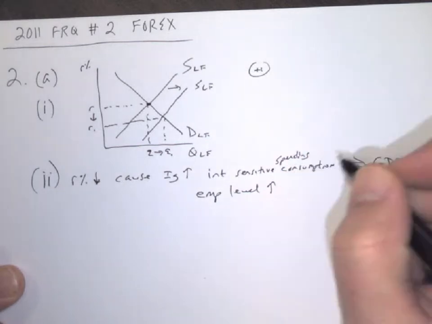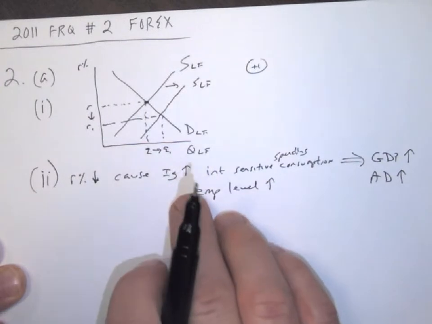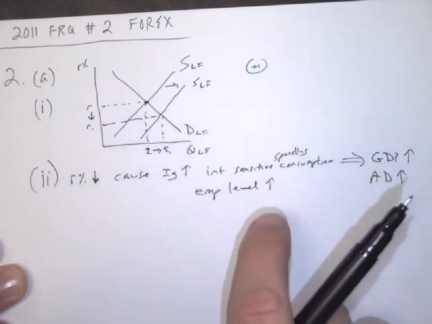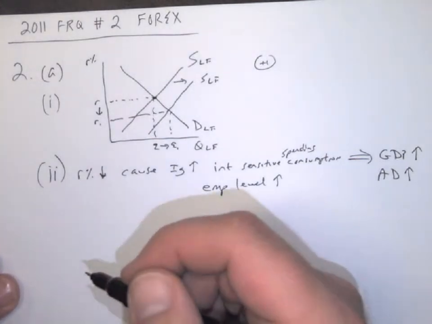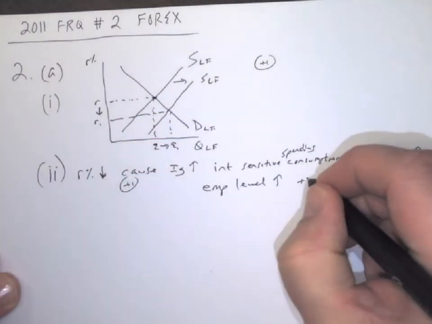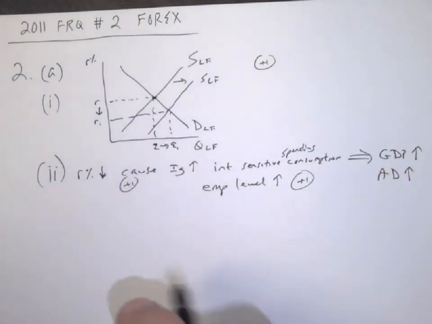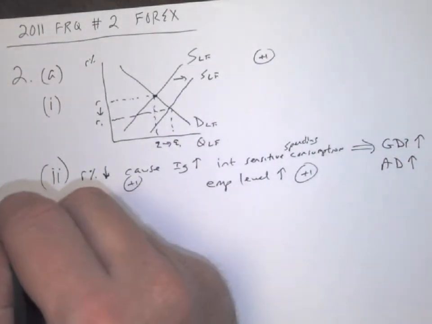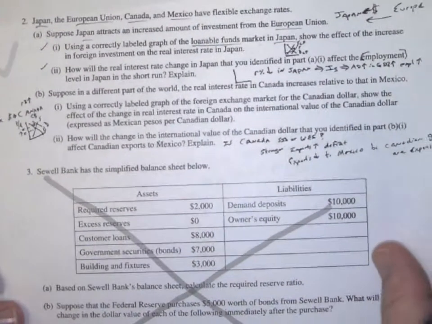And what that means is that people will borrow money at low interest to buy capital. That's tools, machines, anything to improve your business or grow your business. Okay, so I get a point for that and a point for talking about the employment level going up. All right, so now this question has part B, and part B is going to ask us.